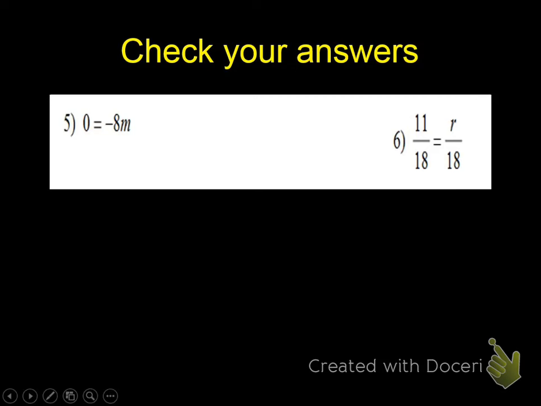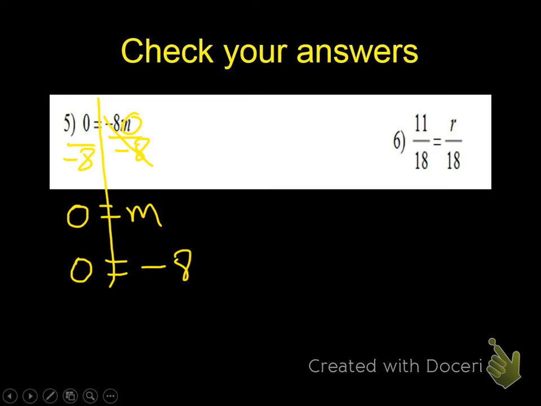Okay, and let's finish up with 5 and 6. Again, we'll draw our line. We have negative 8 times m. Remember, like we've said before, a number next to a variable means to multiply, and the inverse of multiplication is division. So we'll divide both sides by negative 8. Negative 8's cancel. We're left with m. 0 divided by negative 8 is 0. To check and make sure 0 is the right answer, we have 0 equals negative 8 times 0. 0 equals 0. It checks out, so that's the correct solution.